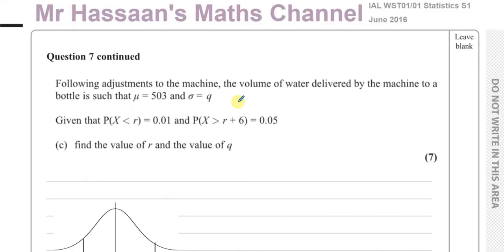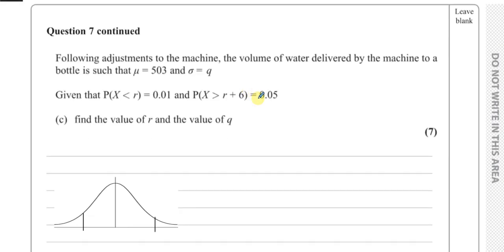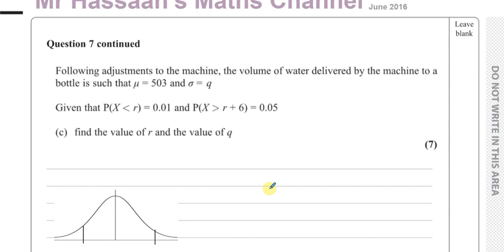Part C says, following adjustments to the machine, the volume of water delivered by the machine to a bottle is such that mu is equal to 503 and sigma is equal to q. So now we've got the new situation that X is still normally distributed, and the mean is still 503, but the standard deviation is q. So the variance is q squared. Now we've got a situation that says, given that the probability that X is less than r is equal to 0.01. Let me just get rid of some of these lines first.